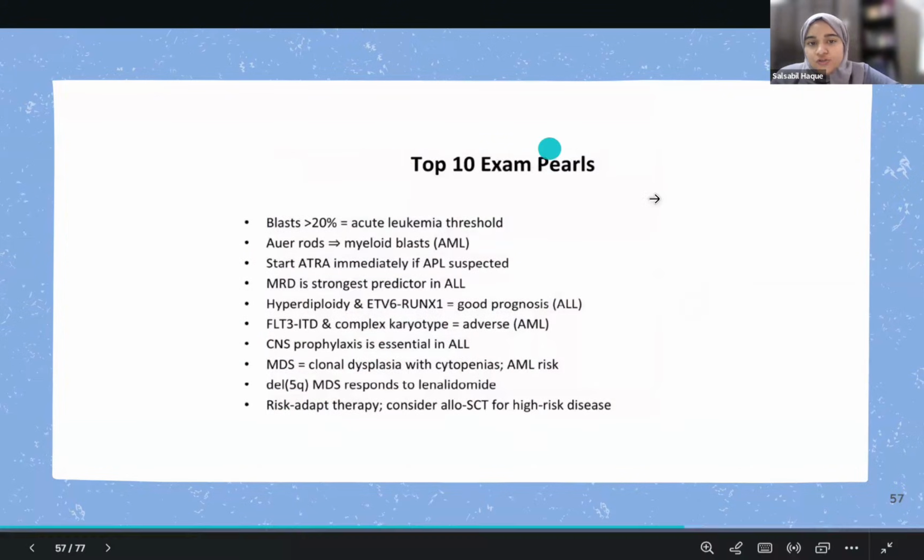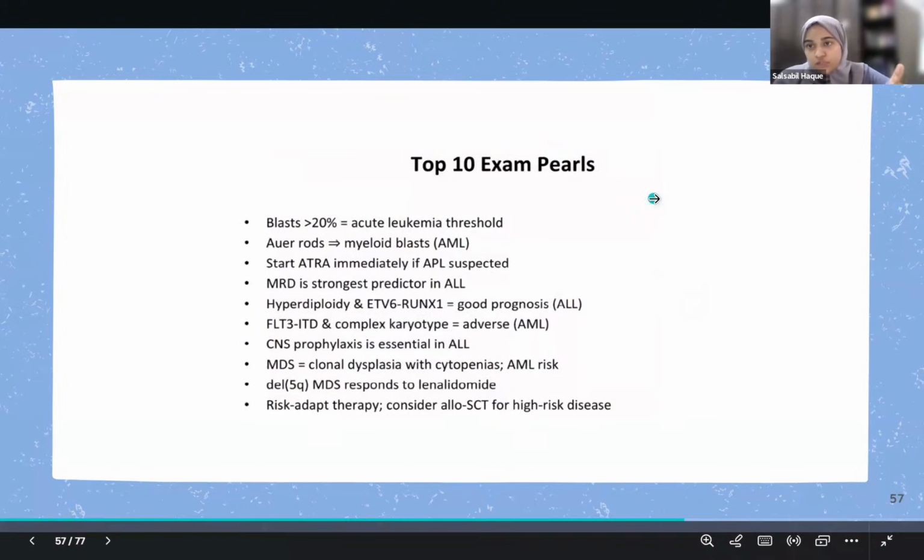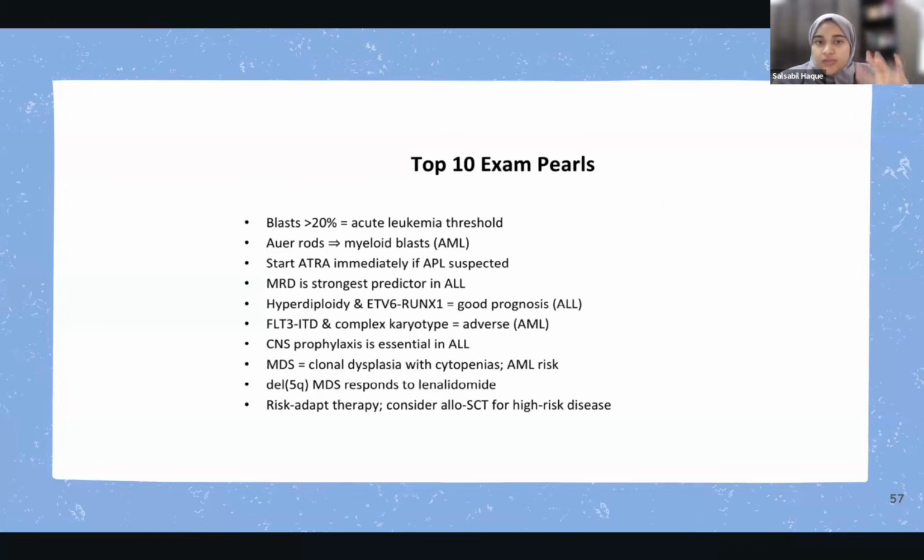So these are straight from the slides. Blasts more than 20%, remember, acute leukemia. This is just a reminder, basically. Auer rods, myeloid blasts. Start all-trans retinoic acid immediately if you suspect APML. As we mentioned, for prognosis, minimal residual disease is very, very important.